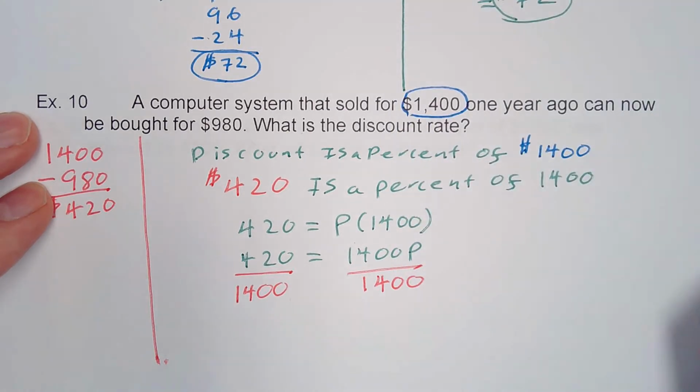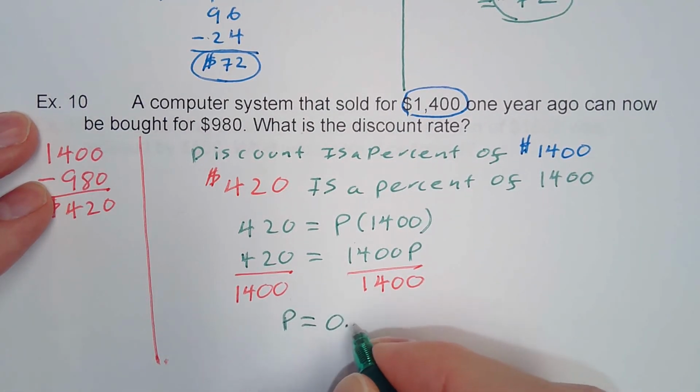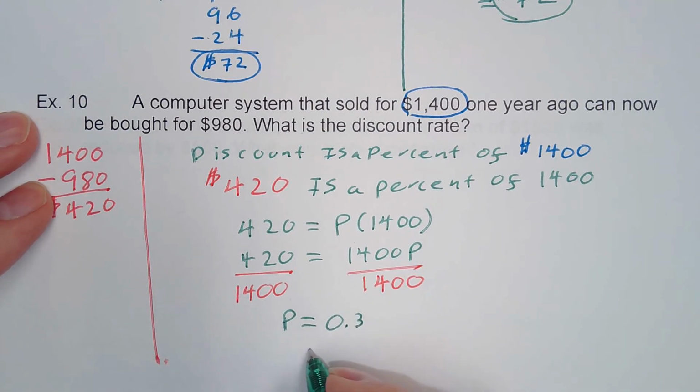That gives us 0.3, but keep in mind that's a decimal. We move the decimal over 2 places to the right, and that will give us 30%. So that would be our discount rate.